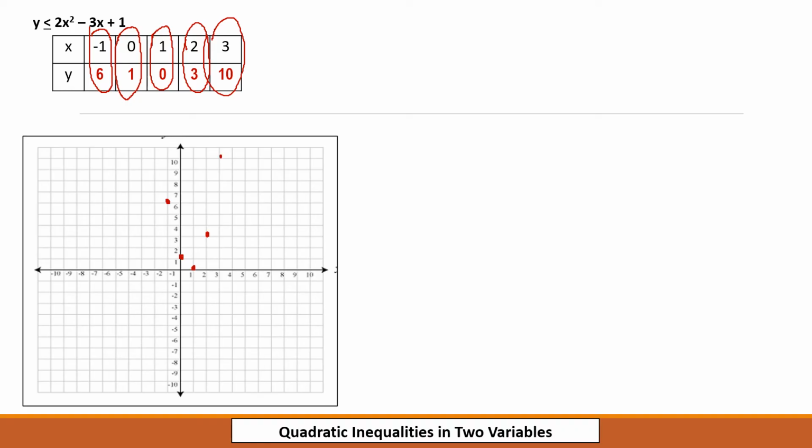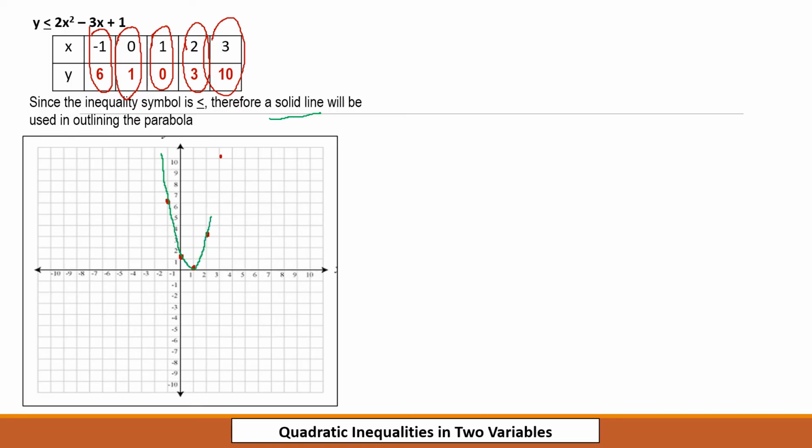Next thing that we're going to do is we will connect the given points. Since the inequality symbol is less than or equal to, therefore a solid line will be used in outlining the parabola. We will not use a broken line here, since the symbol is less than or equal to.